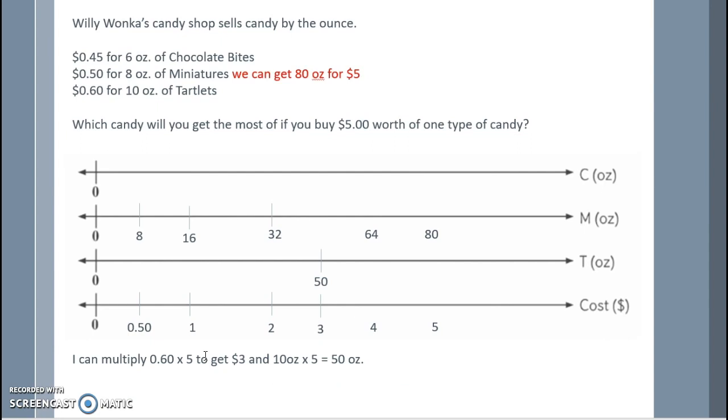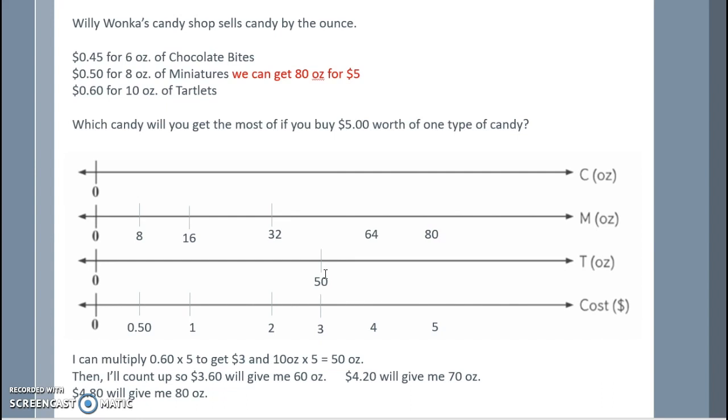Now I'm going to move on to the tartlets. I can multiply 60 cents by 5 to get $3, and 10 ounces times 5 is 50 ounces. Then I'll count up, so $3.60 will give me 60 ounces. So I'll count up by 60 cents and add 10 more ounces. That will bring me to $4.20 for 70 ounces, and $4.80 for 80 ounces.